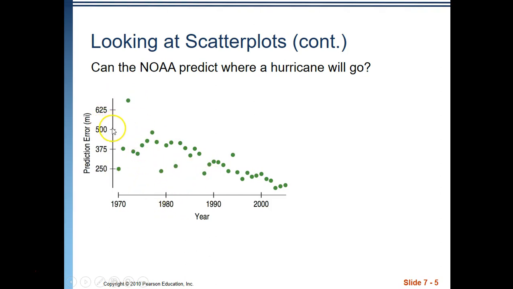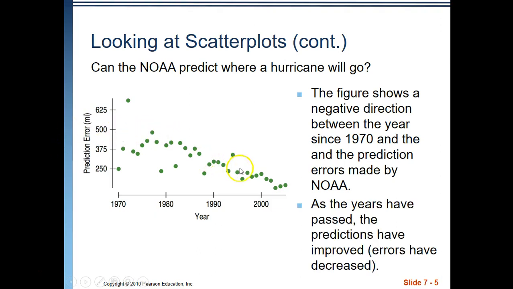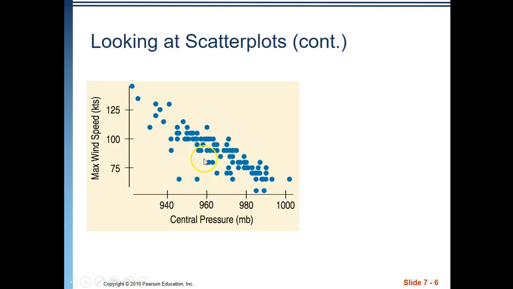So you would want to say, well, I feel like I could predict it, it looks like it's going down, right? So the figure shows a negative direction between the year 1970 and the predicted errors made by the NOAA. As the years have passed, the predictions have improved, right? So errors have decreased. We could have had some errors before, but as technology worked its way down, maybe that's why those errors didn't exist anymore, right?